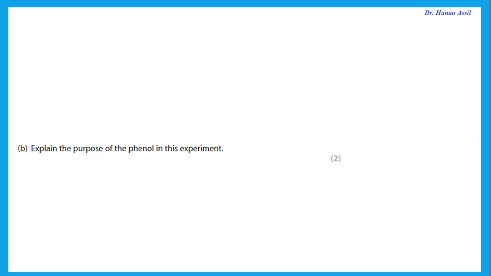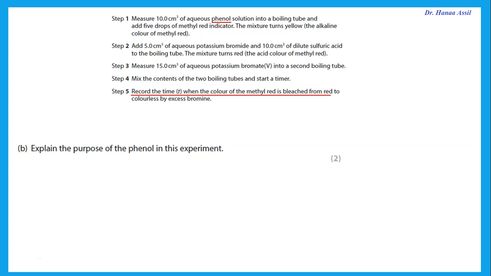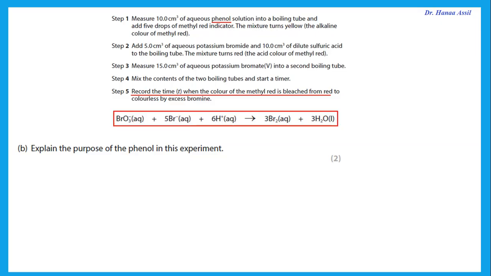Explain the purpose of the phenol in this experiment. What did they say? They said we put the phenol on the methyl red and then the potassium bromide and sulfuric acid into the boiling tube, and then the potassium bromate in a second boiling tube, and then we join. We mix them together. And this was the equation, and we're recording the time when the color of the methyl red is bleached from excess bromine.